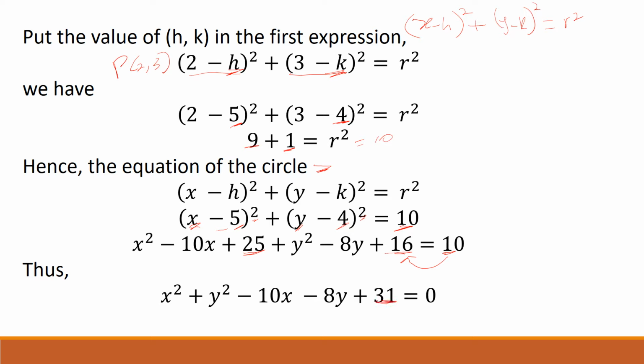So that will give us 31. So we just arrange it in the right form of our circle equation, and we have x squared plus y squared minus 10x minus 8y plus 31 equal to 0. So this is our equation of the given circle. So try it out and drop your comment. Thank you very much.